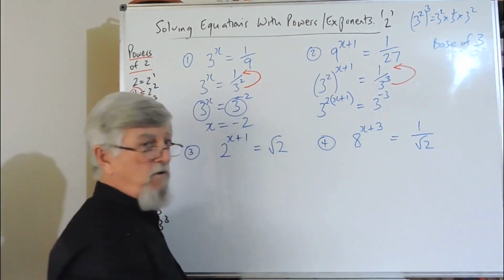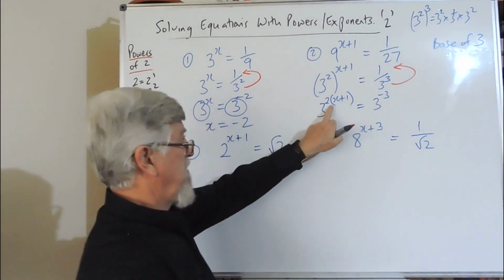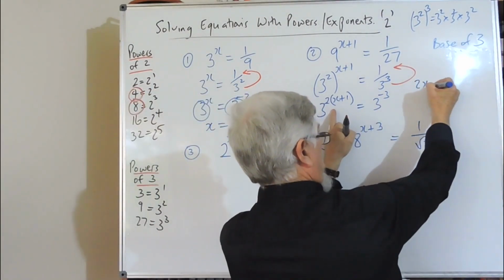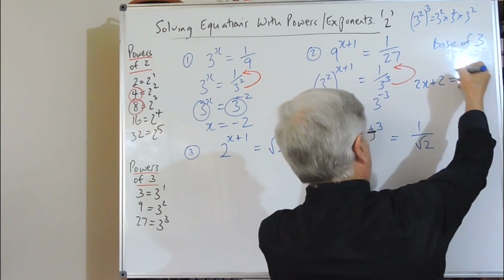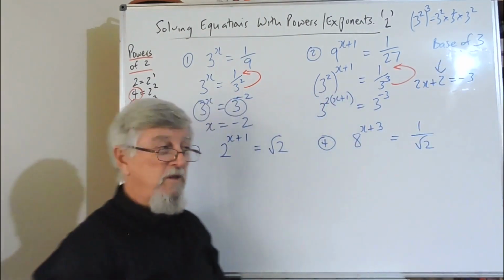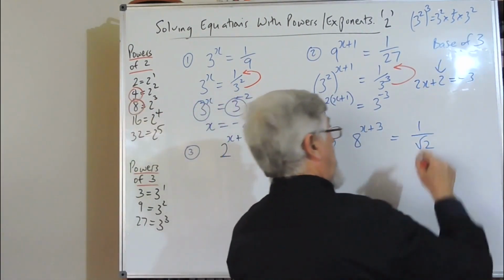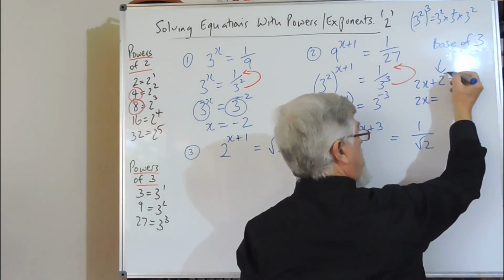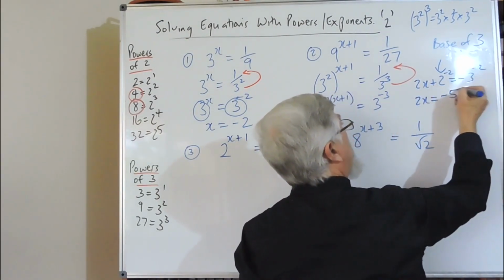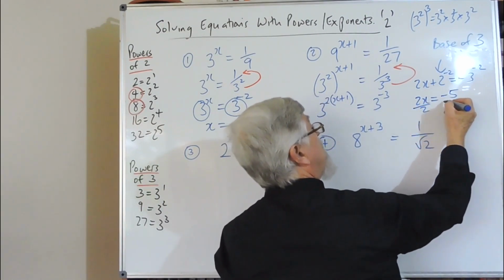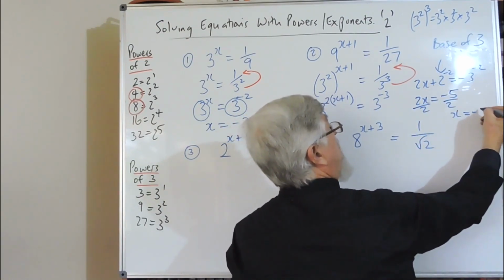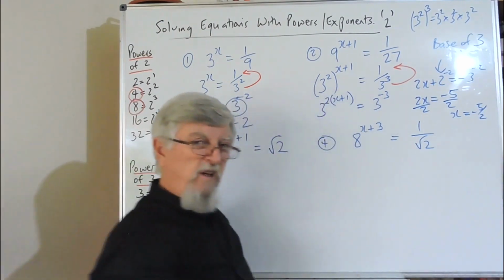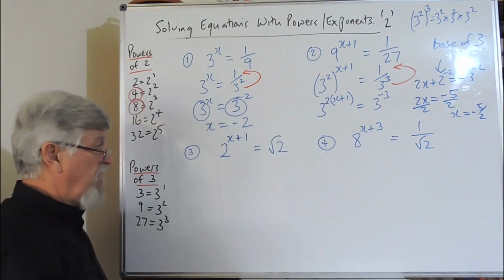So now I've got a simple equation. I'm going to expand that out to be 2x plus 2 equals minus 3. You can see that 2 there. That's where a lot of people go wrong. So now 2x equals minus 3 minus 2, which is minus 5. Divide both sides by 2, and I've got x equals minus 5 on 2. Of course I could write that as minus 2.5.